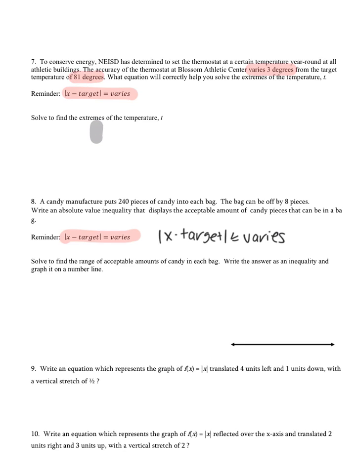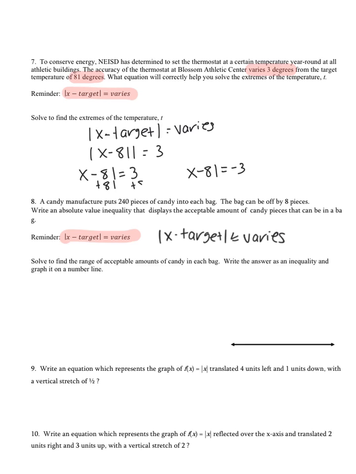So I'm going to start with this equation. I know that my target is 81 and my varies is 3. So I'm just going to substitute those two numbers. So when I'm solving, I'm going to break it into two separate equations. One of them has a positive 3. The other one has a negative 3. Then I'm going to add 81 to both sides and solve.